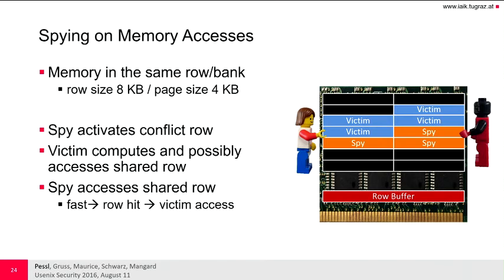Now, for the actual spying, the first step is that the spy activates a conflict row, which is just any row that is not shared with the victim. Then the spy waits for the victim to compute and in this time possibly access the contents of the shared row. Then in the final step, the spy also accesses the shared row and measures the access time. Now, if this access time is below a certain threshold, then we know, okay, this memory request must have been served directly from the row buffer. And this can only happen if the row was previously activated, so we know that the victim accessed this single address, because otherwise we wouldn't have a row hit.